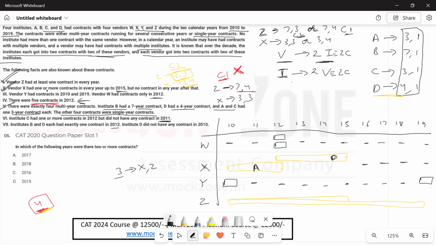A vendor Y had contract only in 2010 and 19, while vendor W had only contracts in 2012. ये भी हमने देख लिया है. There are 5 contracts in 2012. We have seen this also, and we have seen the multiple year वाला statement also. Multiple year contract वाला statement. अब आगे क्या बचा है?